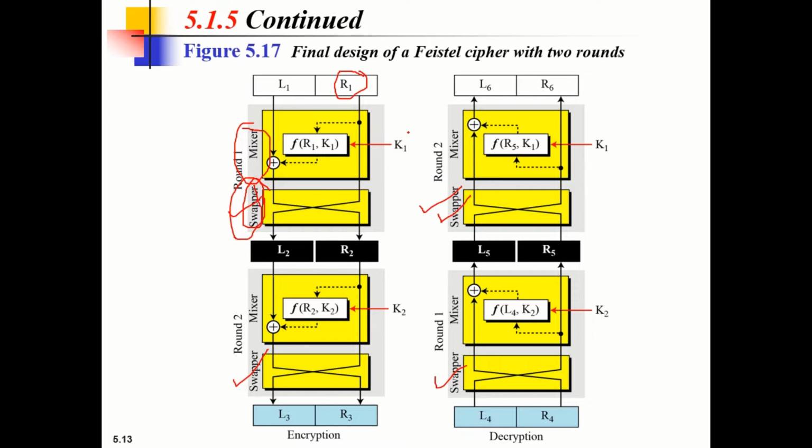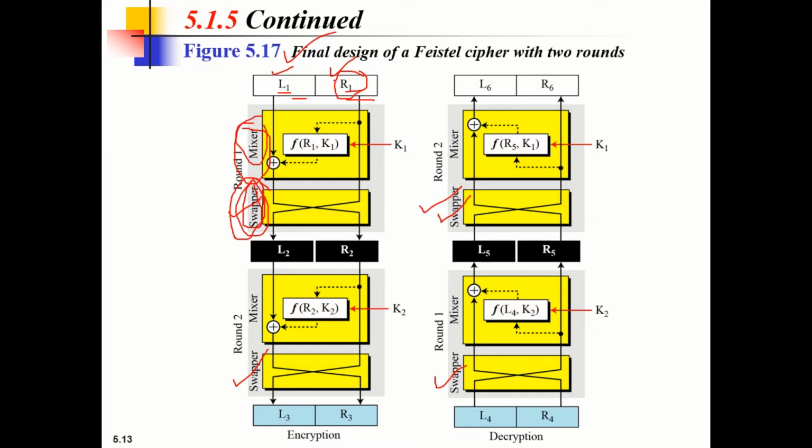We have discussed two structures before, and this is the third structure, which is the final design. So in this, what we are doing is we have again partitioned the plain text into two parts, the left part and the right part. We have denoted them as L1 and R1. Okay, then we have used a mixer and then a swapper.